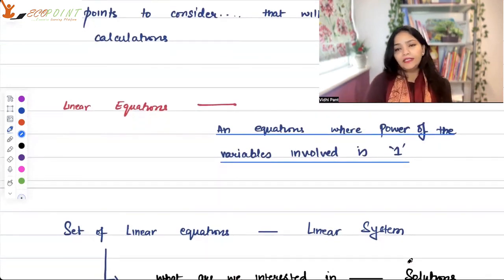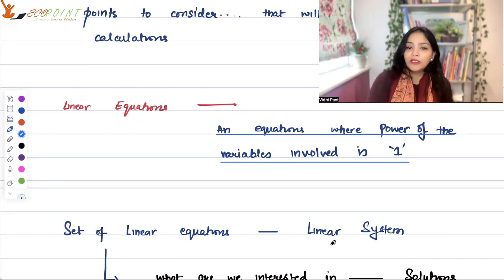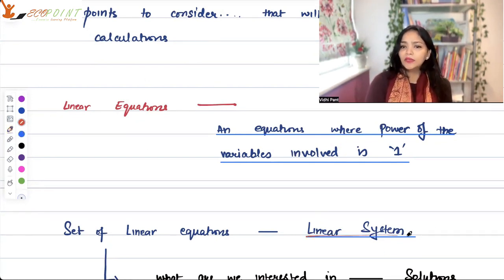Now, in the previous example, I started with one equation. I added information and I was able to create another equation. Now, those were two equations. So when you have more than one equation, it becomes a system of equations, or we call it a linear system or system of linear equations. It's one and the same thing. It's basically a set of linear equations.